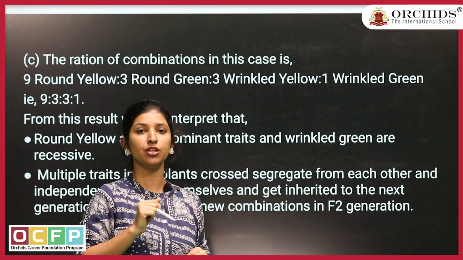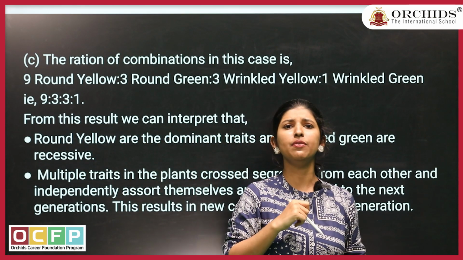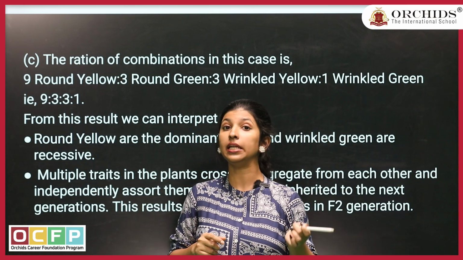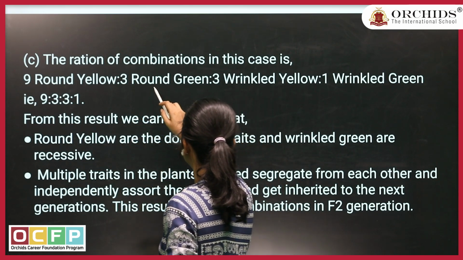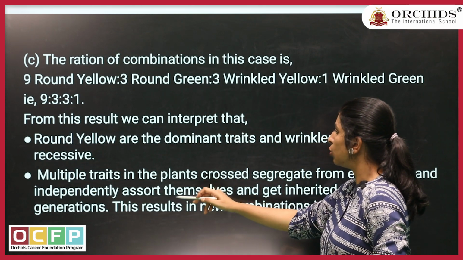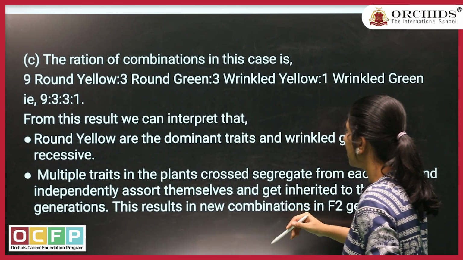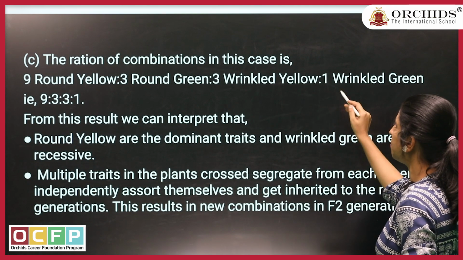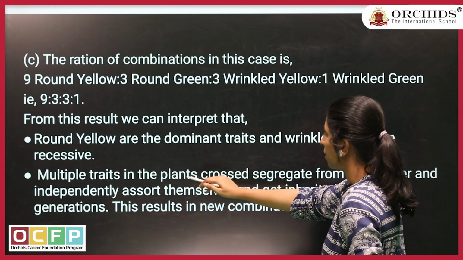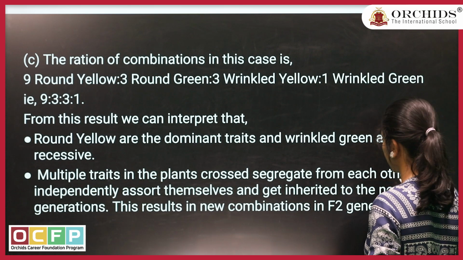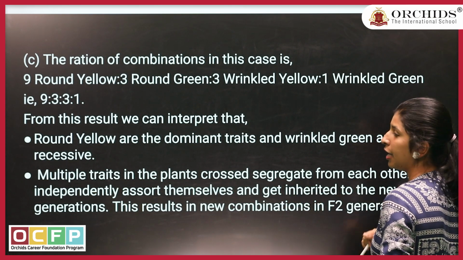So we know that in the F1 generation there was only round yellow characters expressed, or the parents were round yellow and green wrinkled. But when it came to the F2 generation, rather than the parent characters like round yellow or green wrinkled, we got two new combinations also, which were round green and wrinkled yellow. So these are the new genetic recombinations that we got in the dihybrid cross. And how that came? Because of the segregation of these characters independently and moving to the next generation. So that comes as the second interpretation of the dihybrid cross. Multiple traits in the plants crossed segregate from each other and independently assert themselves and get inherited to the next generation. This results in new combinations in the F2 generation.